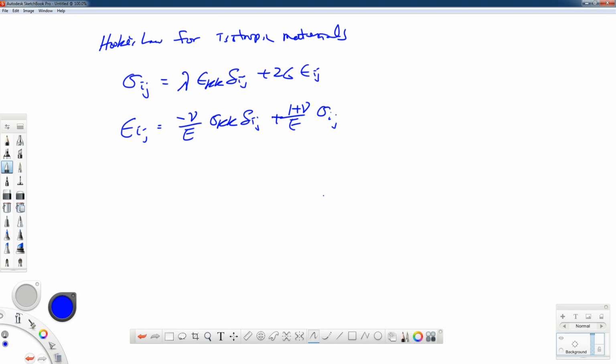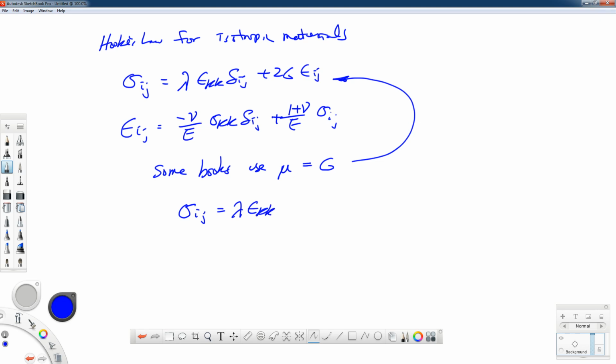Now, some people, some books, use mu instead of G. So up here, that can also be written as sigma ij is equal to lambda epsilon kk Kronecker delta ij plus 2 mu epsilon ij. So you might see it look like that.